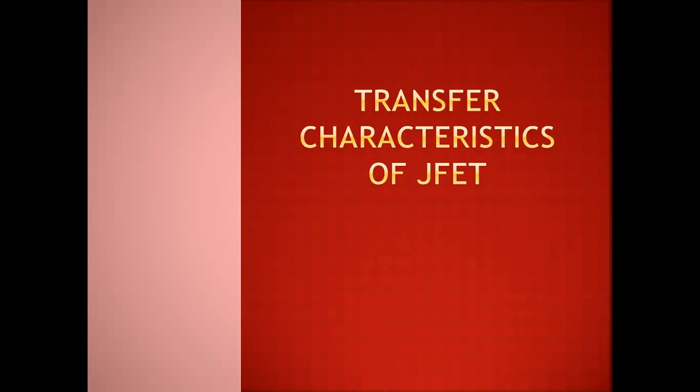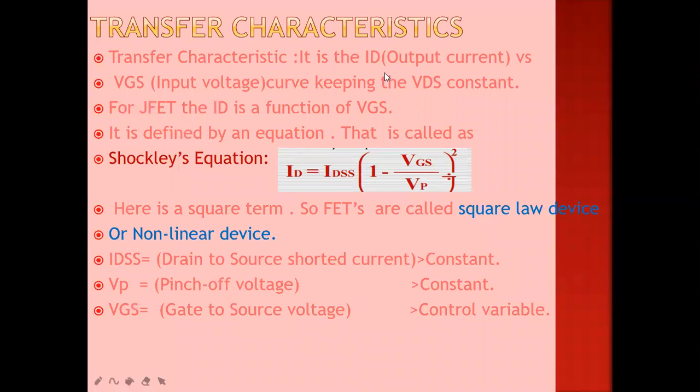So in today's tutorial, I am going to discuss the transfer characteristics of JFET. So transfer characteristics is the ID output current versus VGS input voltage curve, keeping the VDS constant. For JFET, the ID is a function of VGS. It is defined by an equation called Shockley's equation.